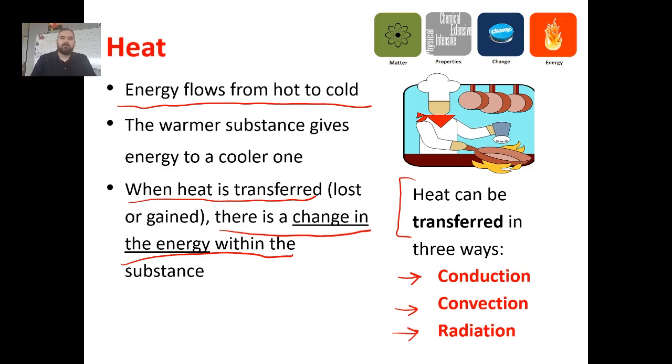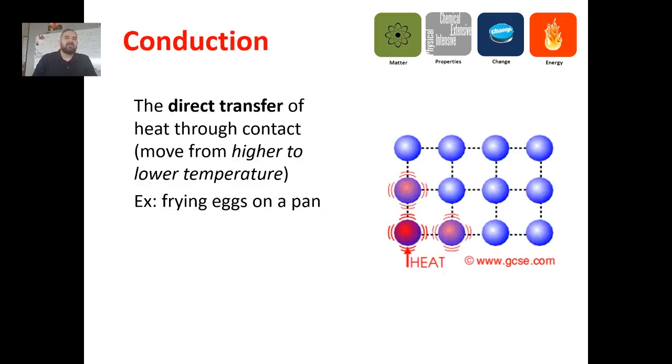All right, let's move on. So the first type of heat transfer is going to be conduction. And conduction is going to be the direct transfer of heat through contact.